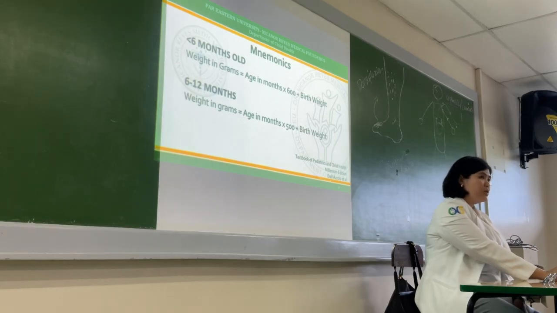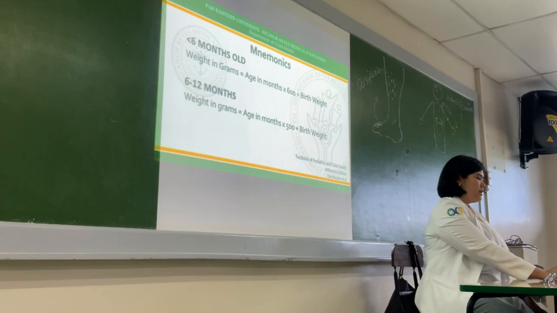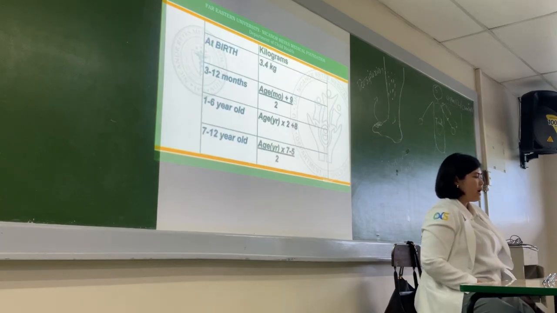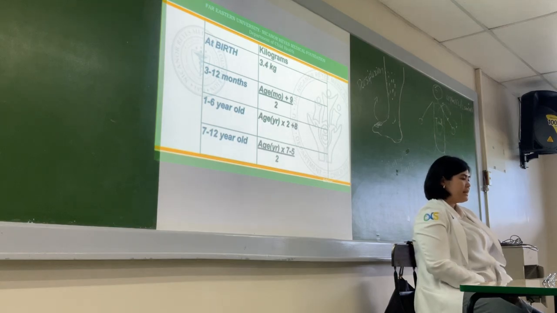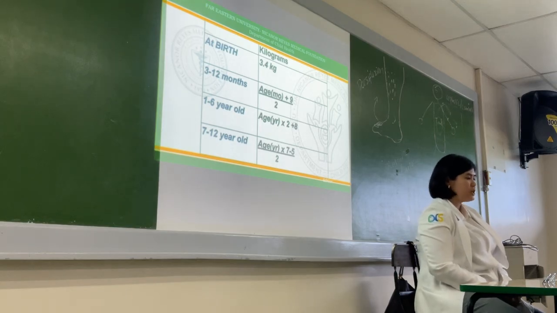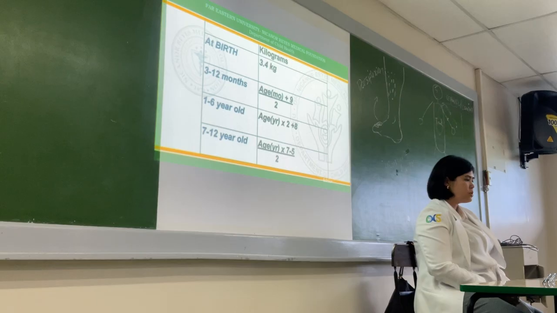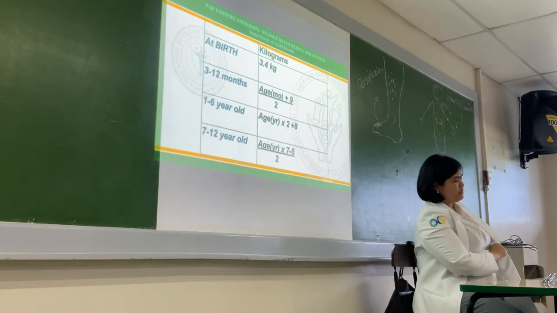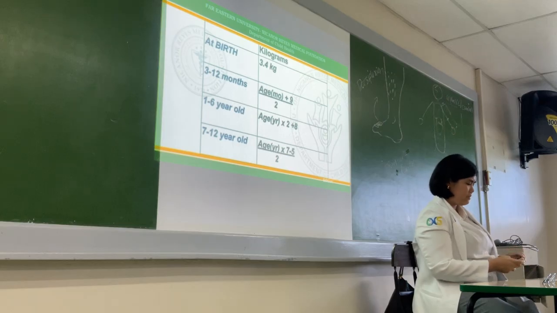So if they don't know the birth weight, use the average. What is the average? 3,000 grams. Okay? Okay. How about if you want to make it easier? So for rapid computation of weight, this is based on Nelson's. So let's take a look at the formulas.